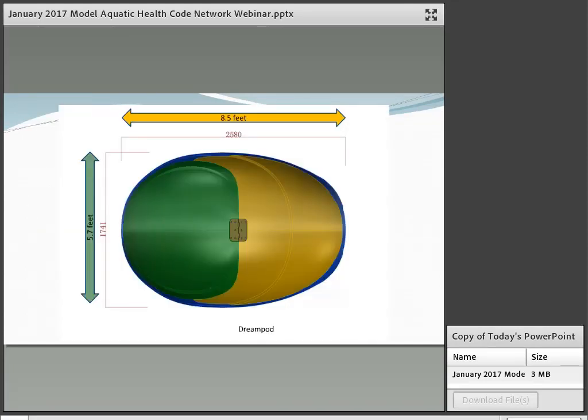Advance, please. Okay, I'm not promoting any manufacturers. Please understand that. I'm just using some of their literature, and I want to give them credit. This is a dream pod. As you can see, it's 8.5 feet long and almost 6 feet wide. This is not a small piece of equipment.